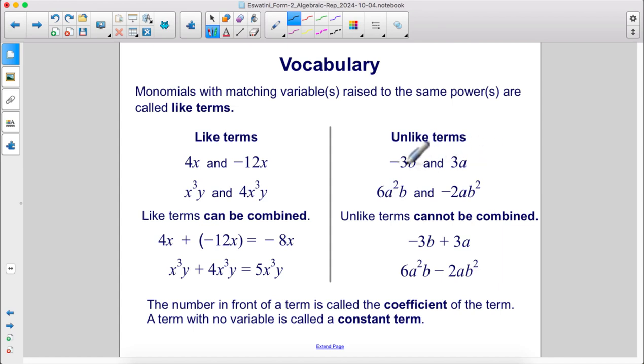Unlike terms cannot be combined. So this is a b, that's an a. No. Here we have a squared b. Here we have ab squared. They're not like terms. They cannot be combined.